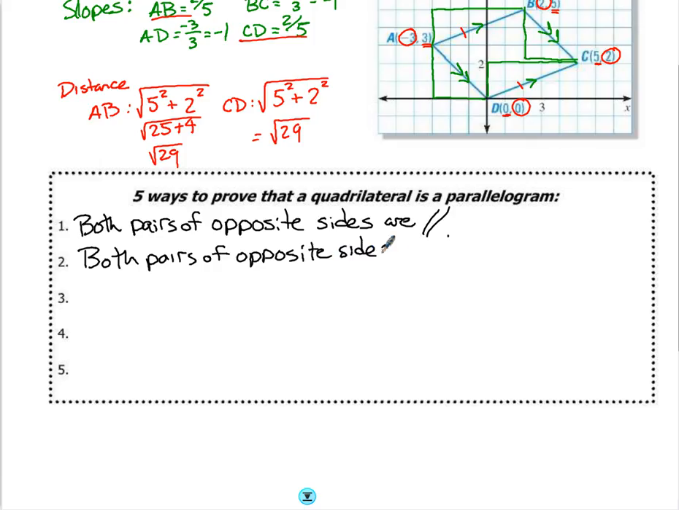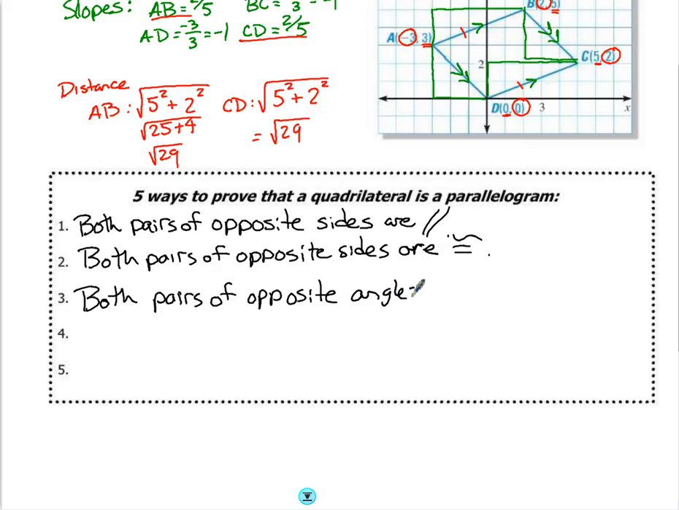The other way is with angles. If both pairs of opposite angles are congruent, then I know I have a parallelogram. The next one, or second to last one here, deals with the diagonals. If the diagonals bisect each other, then I know that I have a parallelogram.